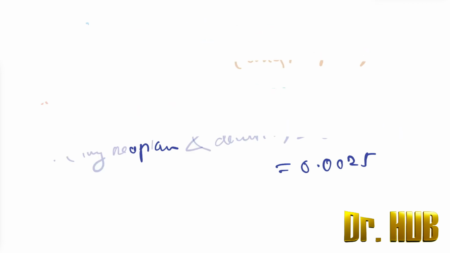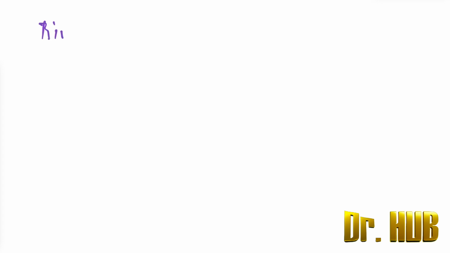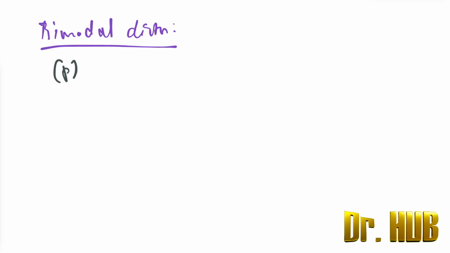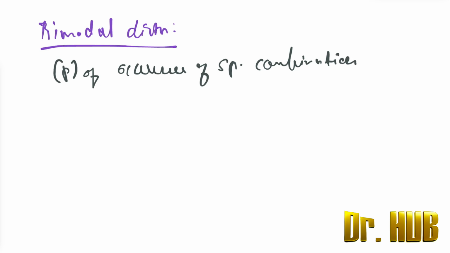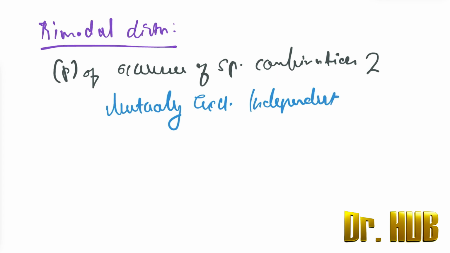Next, we will look at the binomial distribution. In the case of the binomial distribution, we consider the P of the occurrence of a specific combination of mutually exclusive independent events. The events for which the binomial distribution is used have only two outcomes.